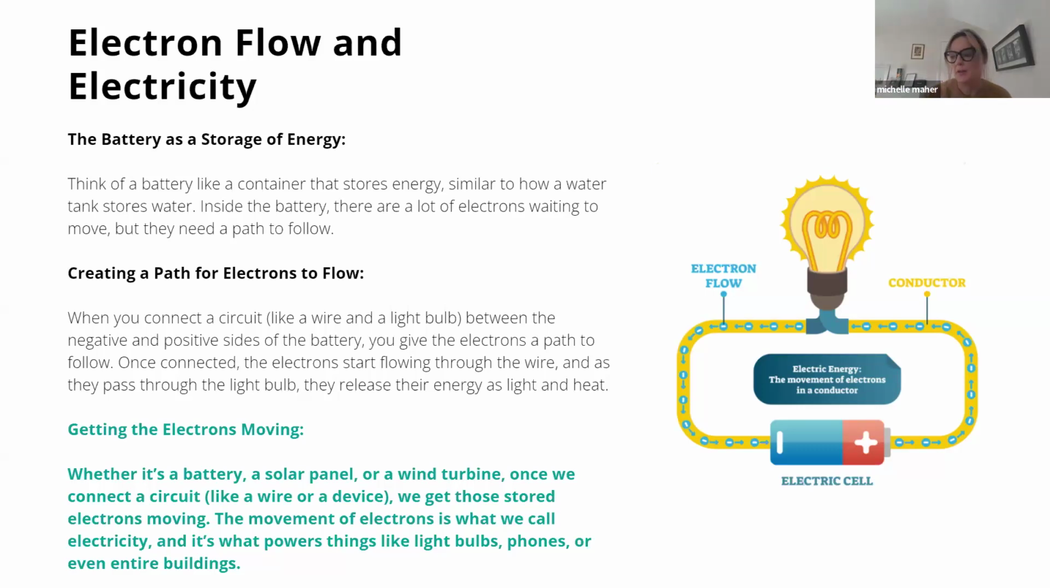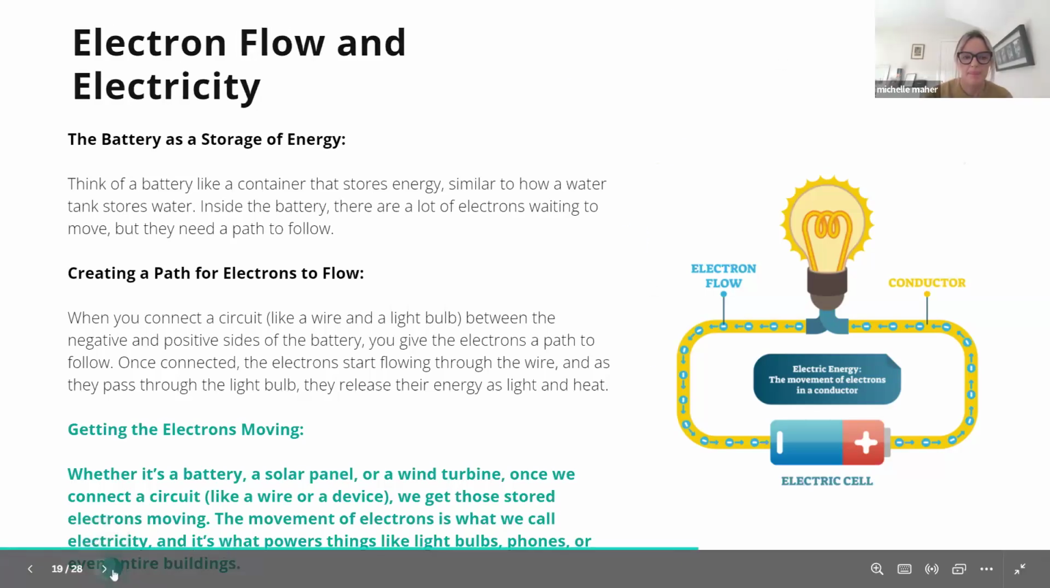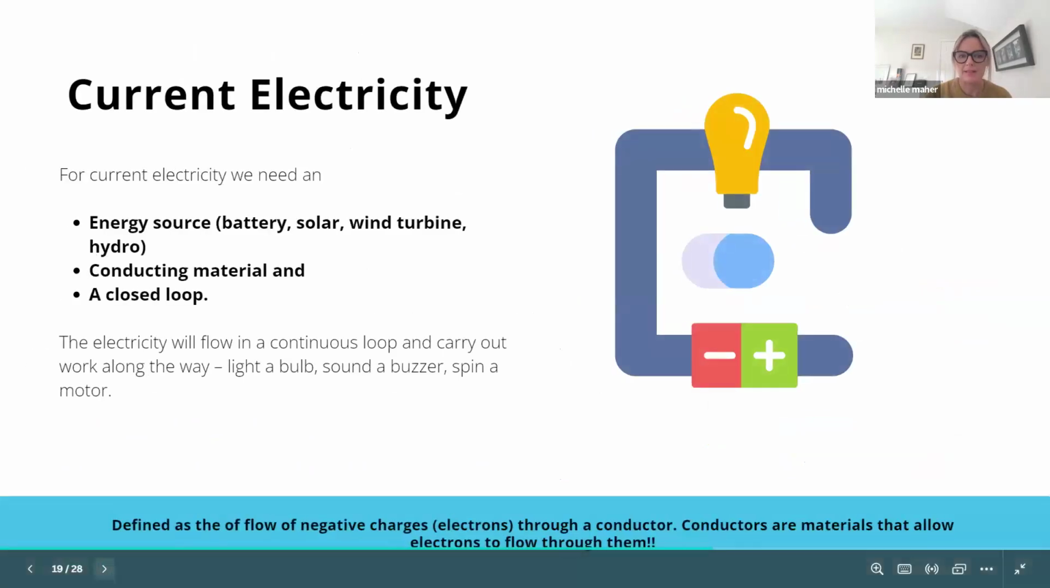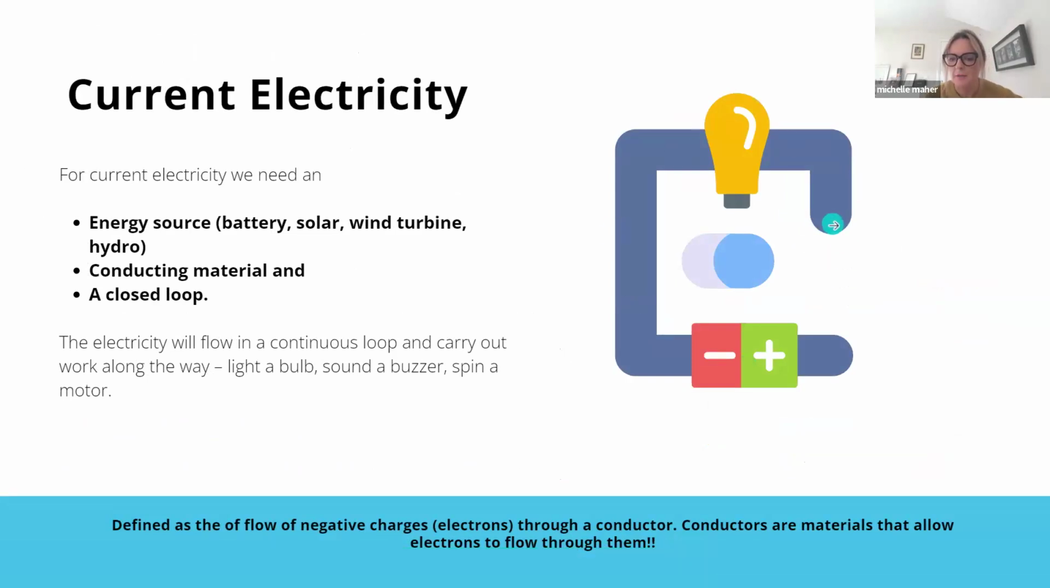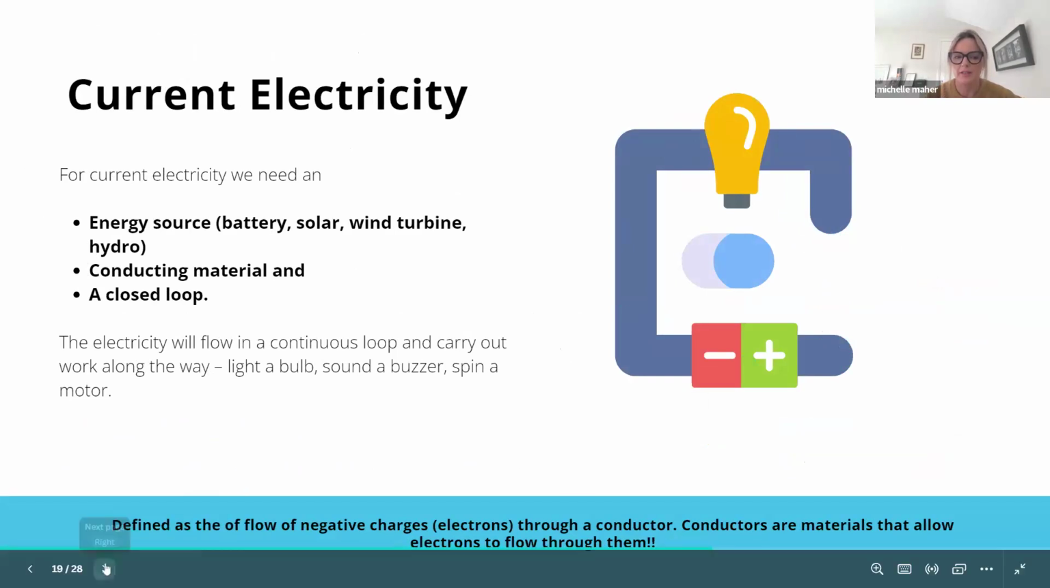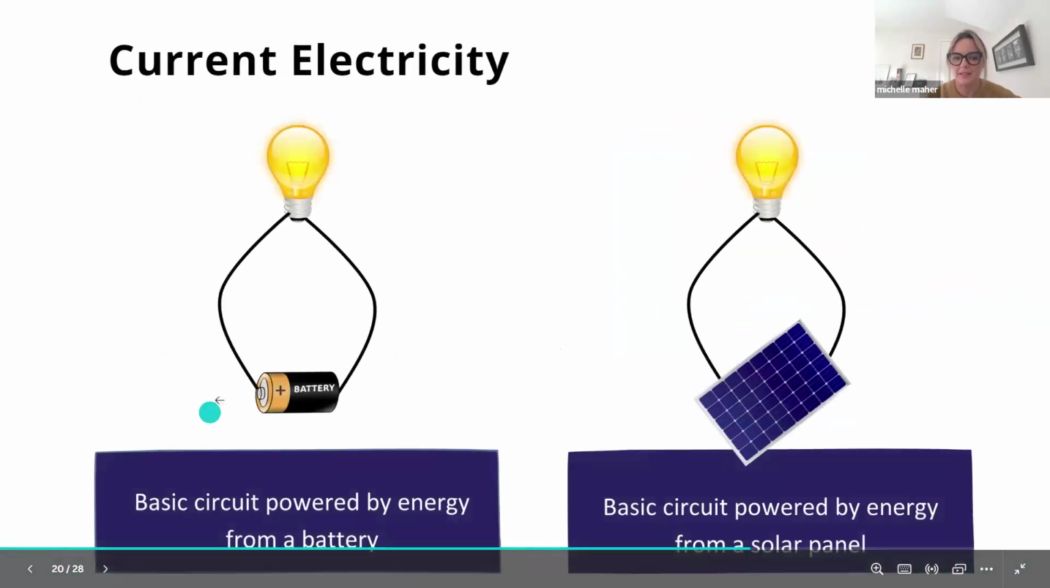Anyhow, it's decided not to work for you guys, so we're going to have a look at a different one. We said current electricity needs an energy source, a conducting material like metal, and a continuous loop. So if there's a gap in the circuit, the light bulb won't come on, or the motor won't turn, or if it's a little robot, it won't work. If there's a gap in the circuit, it won't flow in a continuous loop. I'm going to stop sharing for a second.